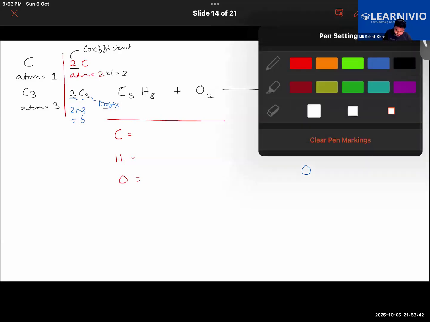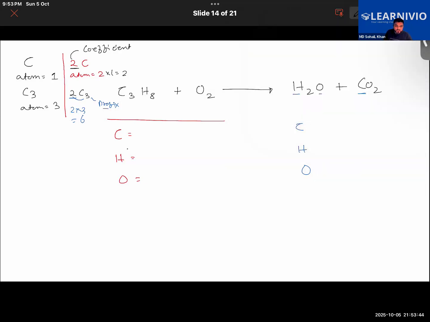Now answer the following. How many carbon atoms do you see here? Three. Hydrogen, eight, and oxygen, two. And on the product side, how many carbon atoms are there? Only one. Hydrogen is two. Oxygen is three, with two oxygen atoms here and one over there. So the first step is completed.